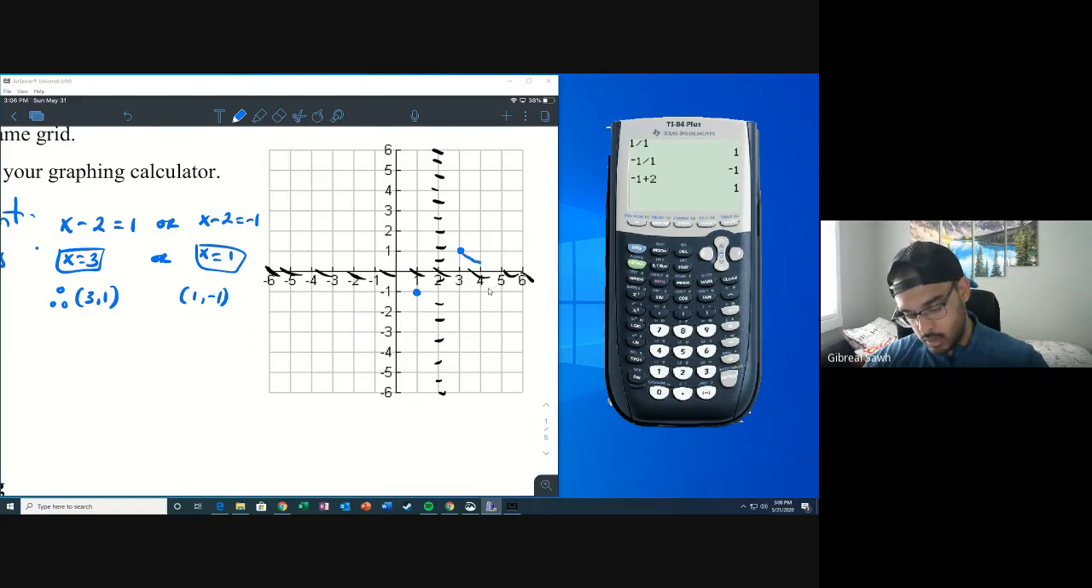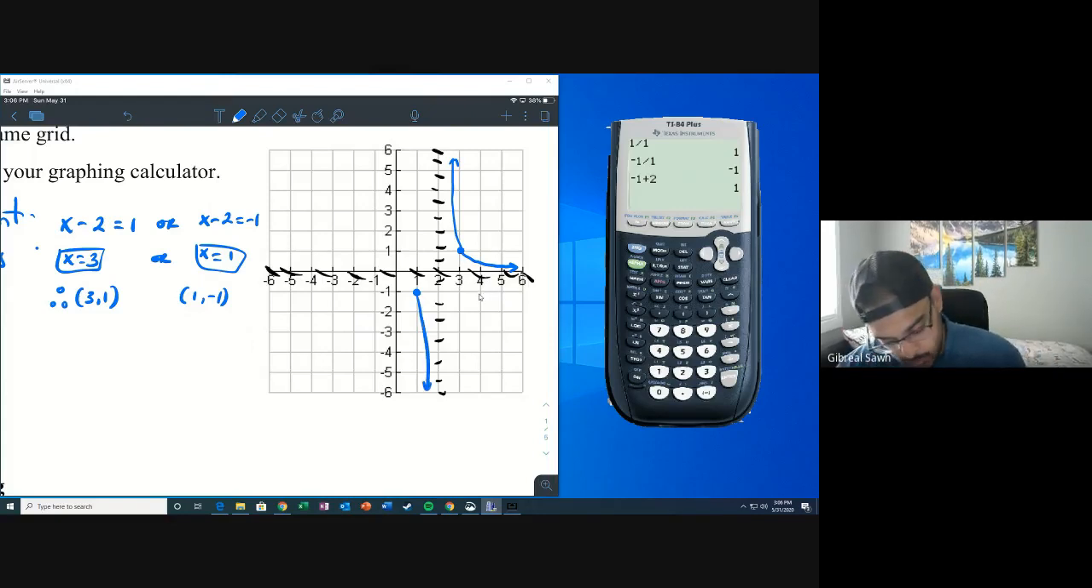So now I know that my graph of my reciprocal function roughly has this shape. Now remember, I'm going to get infinitely close to those asymptotes, but never actually cross them. So there's what this looks like.